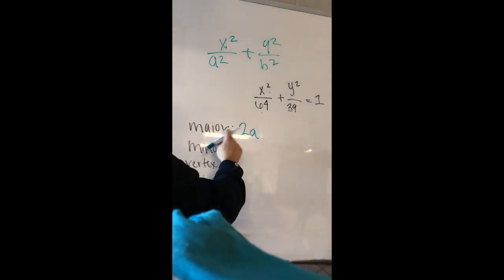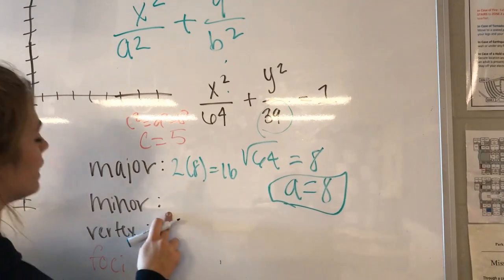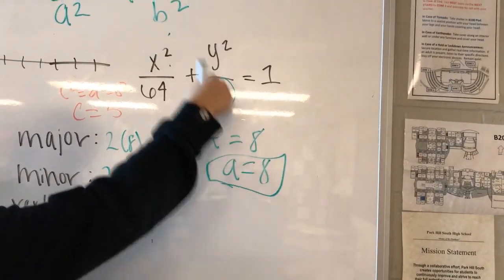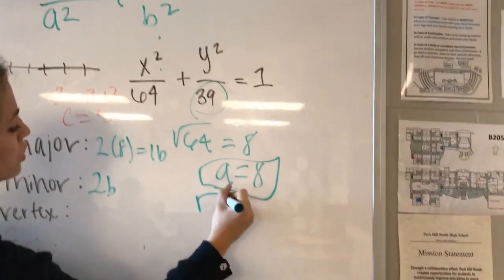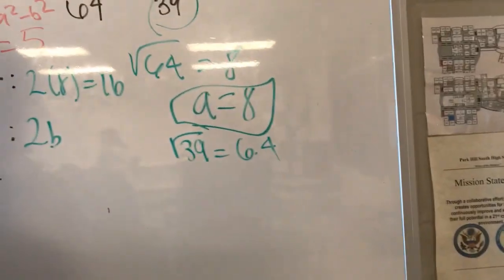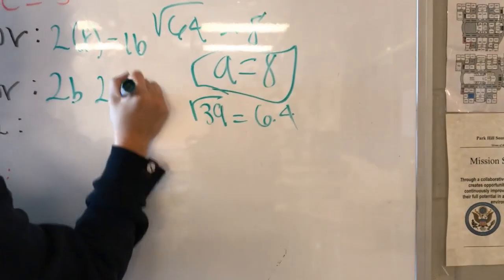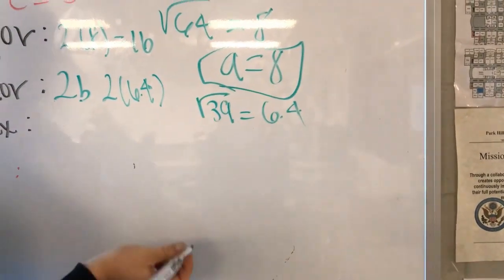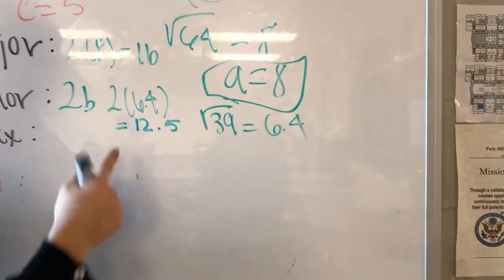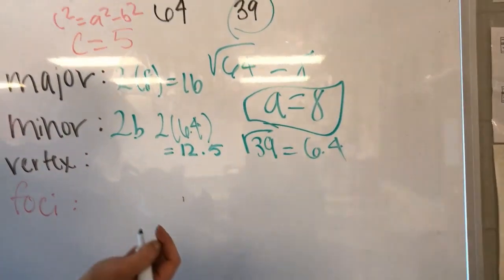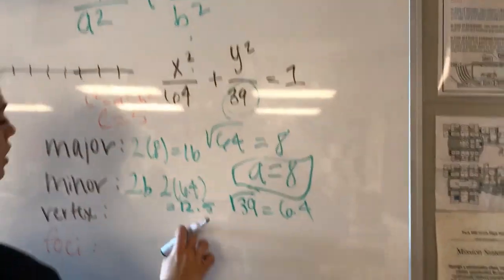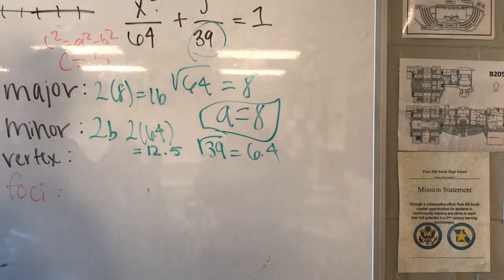Now we're going to find the minor. To find the minor, it's just 2b. Remember, this is not b, this is b squared. So we do the square root of 39, which is like 6.4 or something. So 2 times 6.4, I believe it's like 12.5. Alright, so that's our minor. That's just the length of the minor of the oval that we're going to draw here in a second.